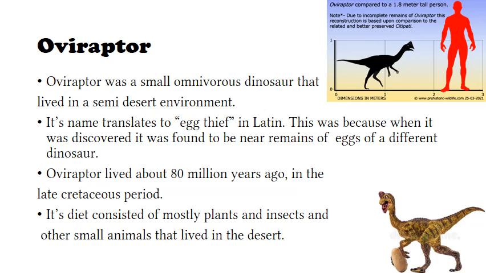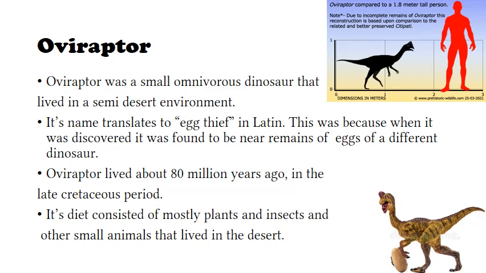Its diet consisted of mostly plants and insects and other small animals that lived in the desert. Another interesting fact about Oviraptor is that it was actually probably covered in feathers. So it was feathered, which made it look like a bird.